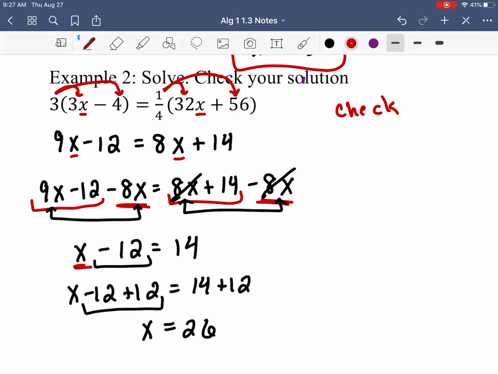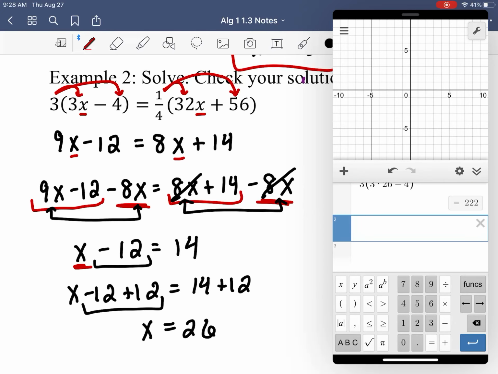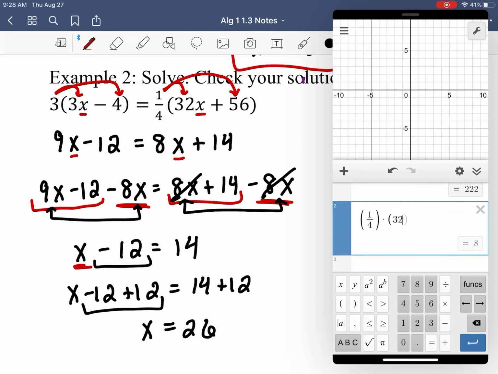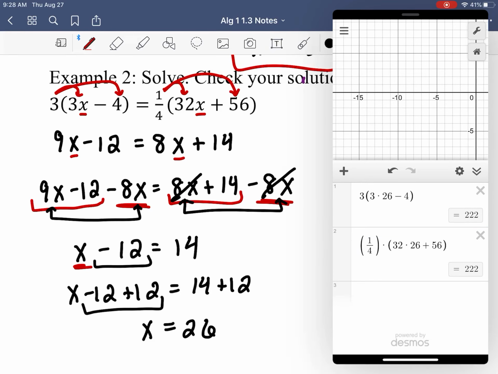Now I'm going to come over here and I want to check it. I'm going to check it back into the original equation. Okay, so I'm actually going to check this using my calculator or Desmos. So I'm going to take 3 parentheses, 3 times 26 and subtract 4. I end up getting 222. Now let's do 1/4 in parentheses times, now parentheses, 32 times 26, add 56, and I get 222. So both the left and right side give me 222, so yes, they are equal.